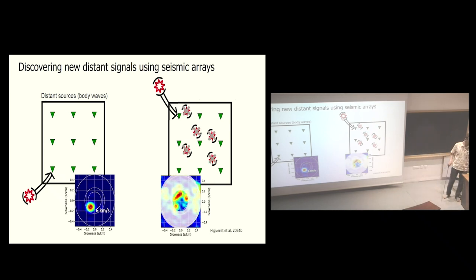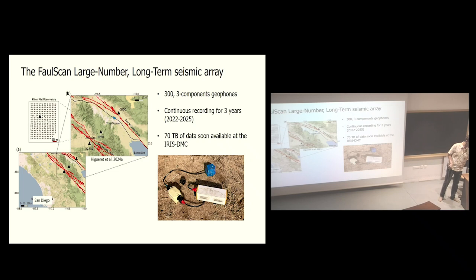So a simple way to proceed to remove the influence of surface waves and to keep mostly distant body waves is to mask, in the beamforming analysis, the low velocity parts of this seismic data, and to keep only the distant high velocity body waves. So this strategy is applied here to the Fault Scan large N and long-term seismic array.